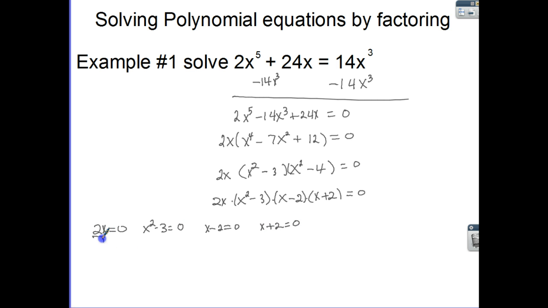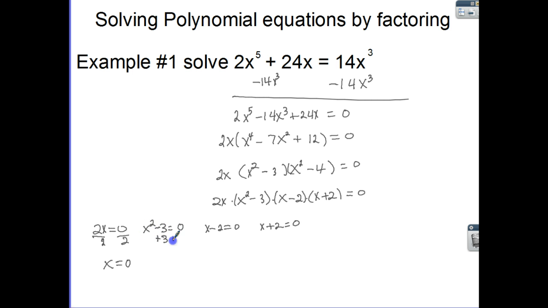Well, this one's pretty easy to solve. You divide it by 2. 0 divided by anything except 0 is still 0. So here you get x is equal to 0. That's one solution. Now this one's kind of different. If you remember, when we have the squared term but we don't have the x to the first term, the best way to solve that is to isolate the x squared and take the square root of both sides. So that's what we do.